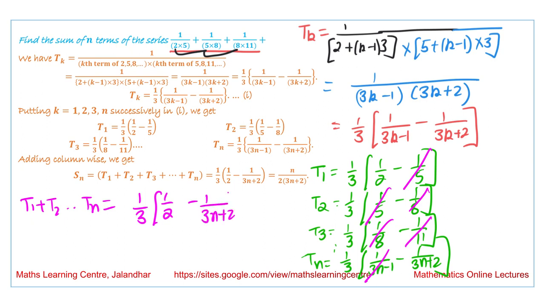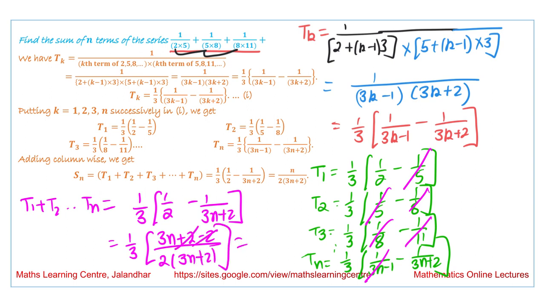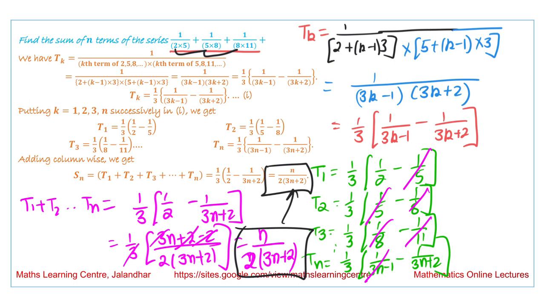3n plus 2. So it is equal to 1 by 3 into 3n plus 2 minus 2 divided by 2 into 3n plus 2. So these 2 get cancelled, 3 gets cancelled, and we are left with n over 2 into 3n plus 2. So this is the sum of this series.